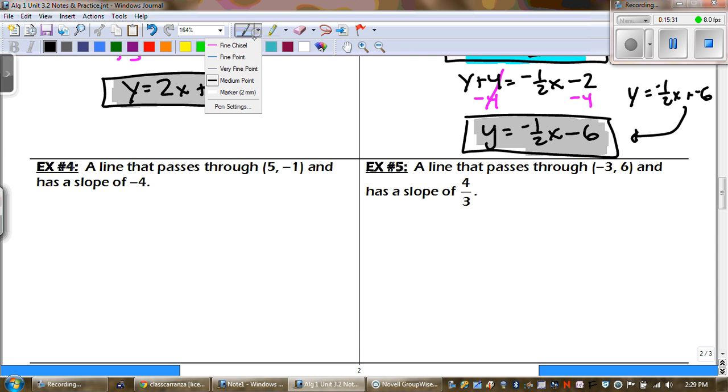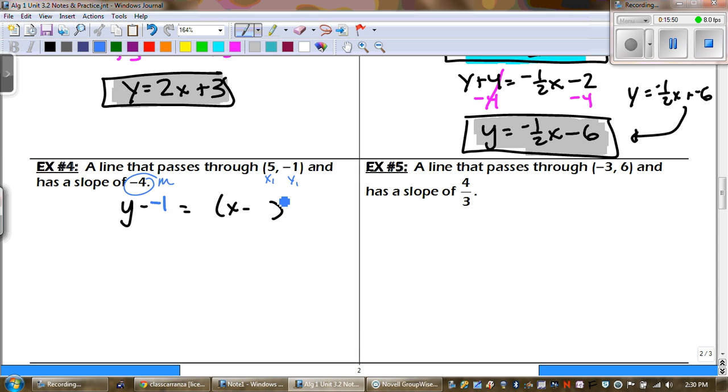Number 4. Say what your x1 is, what your y1 is, and what's your slope. Y minus your y equals slope times x minus your x. When you plug everything in, we get negative 1, 5, and our slope is negative 4. Okay, I'm going to rewrite it with the click, click. So we get y plus 1 equals negative 4, x minus 5.